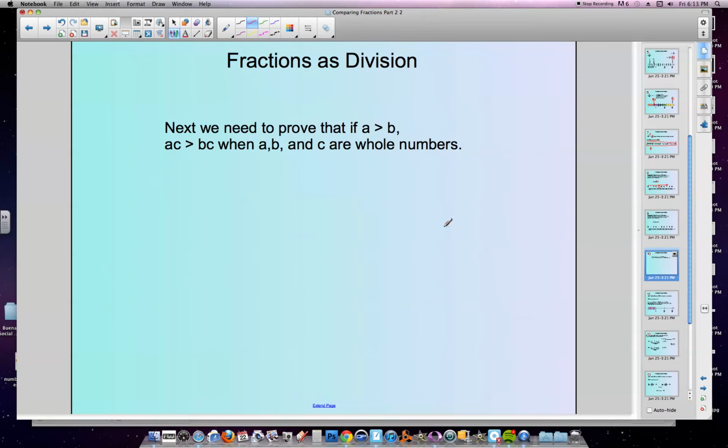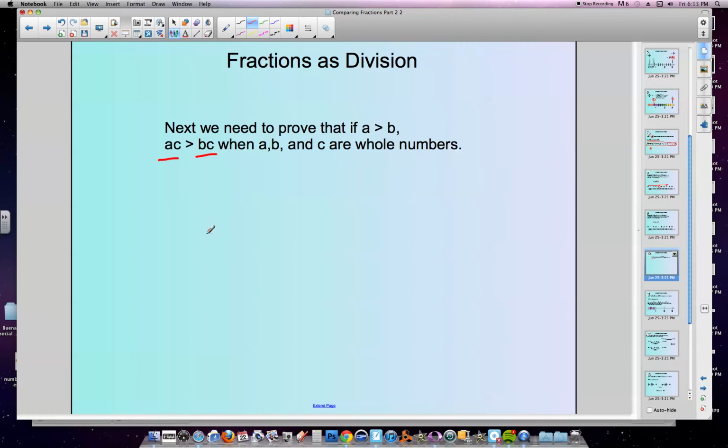And before I go into fractions, I want to pause real quickly because we're going to need this. If A, some number, is bigger than B, no matter what A is, then we know that if we multiply A by something, and we multiply B by the same thing, then A times that number is going to be bigger than B times that number.